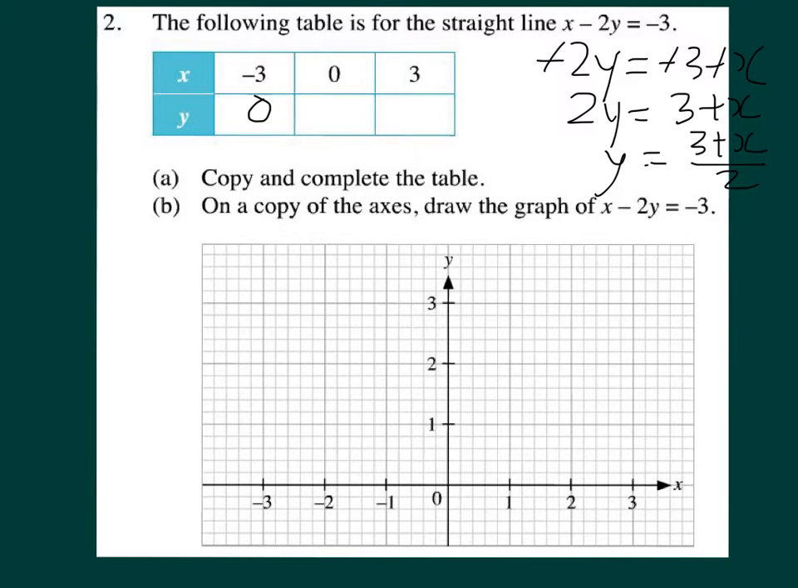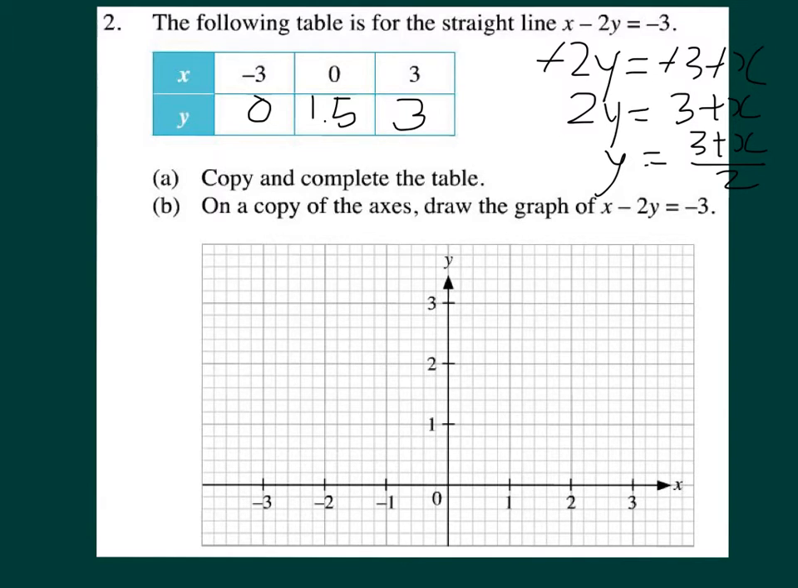Next, when I put 0 into this x here, what do I get? 0. So 3 plus 0 is 3. 3 over 2, or 1.5. Then next one, I add it to the 3 here. 3 plus 3, 6. 6 divided by 2, 3.